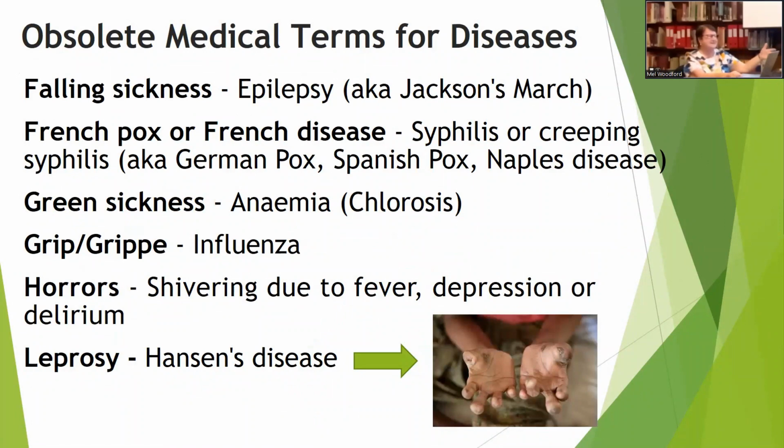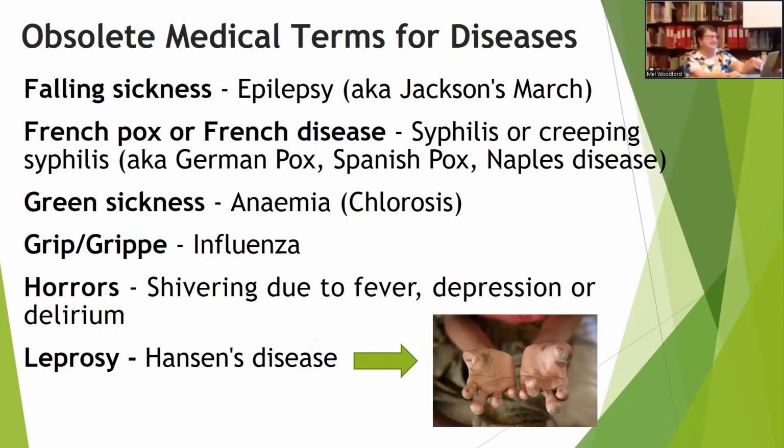So falling sickness, which is epilepsy, also known as Jackson's March. French pox or French disease, which of course is syphilis. Now, it was also known as German pox or Naples disease, so I think it depended on what country you were in. I wonder where they called it English. I think it depends. If you were French, you wouldn't get French pox, you'd get German pox. Yeah, I'm just wondering what would be English pox.